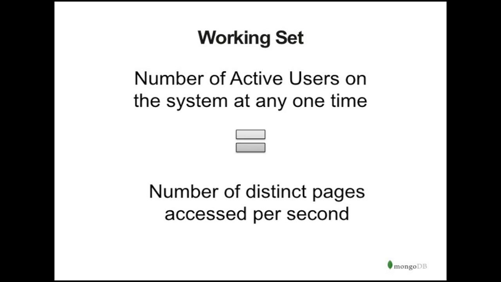So what is this working set? It's basically the number of active users on the system at any one time, which will be equal to the number of distinct page accesses per second. This is a metric that we use because it's very simple to understand. If I have a lot of people asking for different records or different documents in your application, that information will need to be pushed into RAM, it will need to be accessed from disk, there will need to be calculations going on in the CPU, and this will all affect the working set.